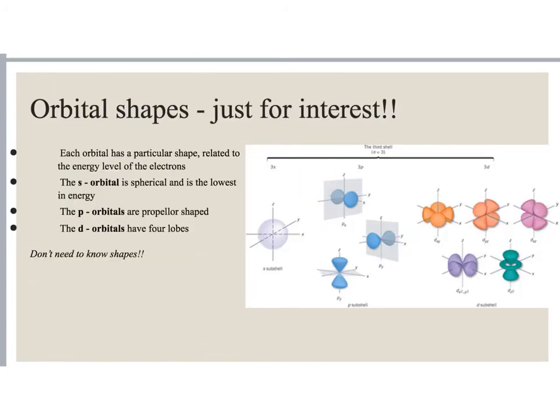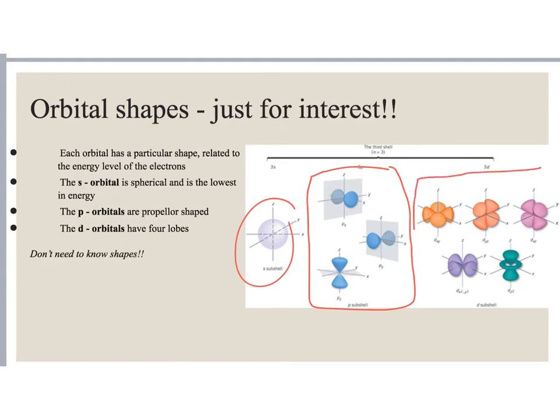So this is just for interest, and this is the shapes of your orbitals. So here you can see the S orbital, it's nice and round. Your P orbital, remember we said you can have 3 different orbitals, and your D subshell, you can have 5 different orbitals which look like this. You don't need to know these shapes though.